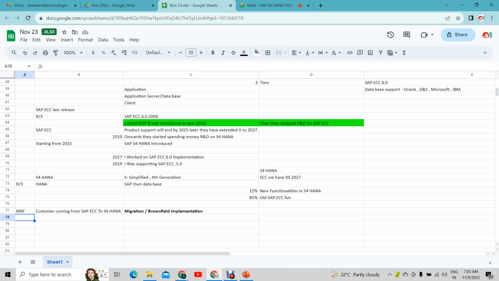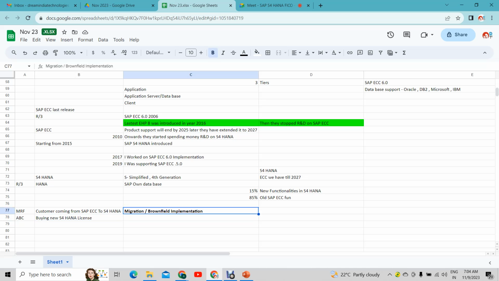Let's say some client, say client ABC, is buying a new S4 HANA license. Means he didn't have it; maybe previously he was using Oracle, he wants to come to S4 HANA and he bought an S4 HANA license. Then what do we call it?